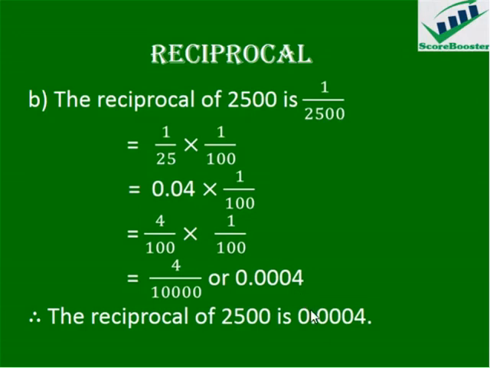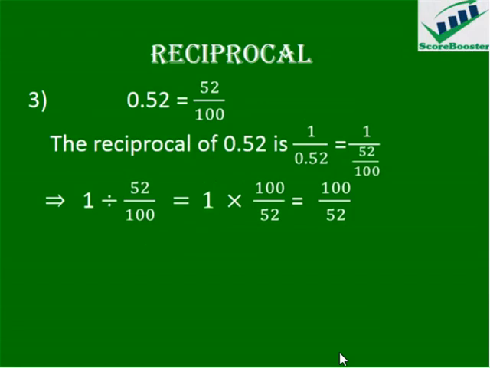Now we move to the third question. The third question asks us to use long division to obtain the reciprocal of 0.52. We are given such a thing. You know that the first thing to do is you convert 0.52 to its fractional form, which is 52 over 100. How many numbers after the decimal point? Since it is 0 point, you know that it will be divided by 10 raised to the power 2. That's why we have 52 over 100.